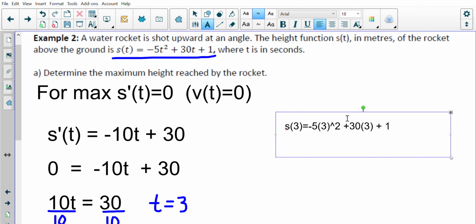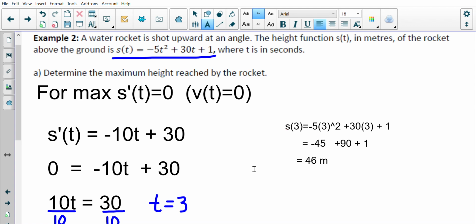All right, so let's see here. BEDMAS. We have 3 squared is 9, times negative 5 is minus 45. And then plus 90 and then plus 1. If I add and subtract those together, negative 45 plus 90 is 45. Add 1, we get 46 meters is our maximum height.